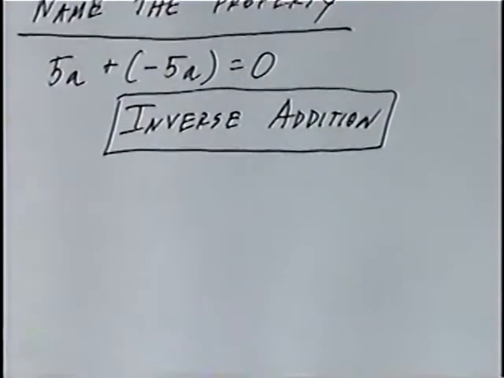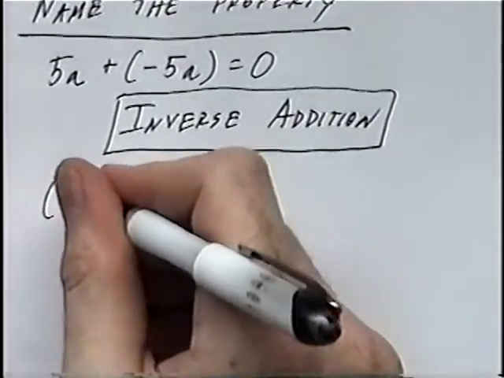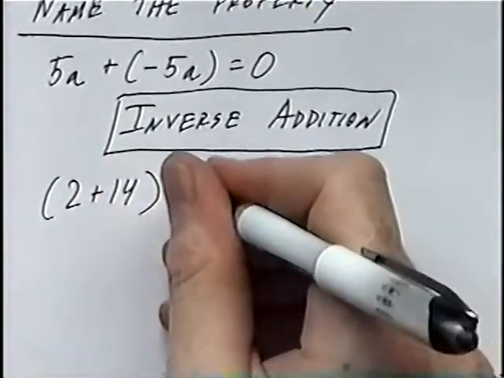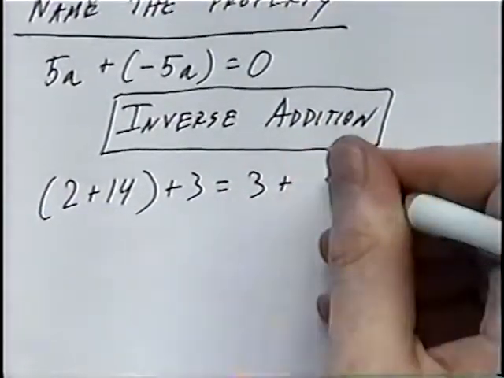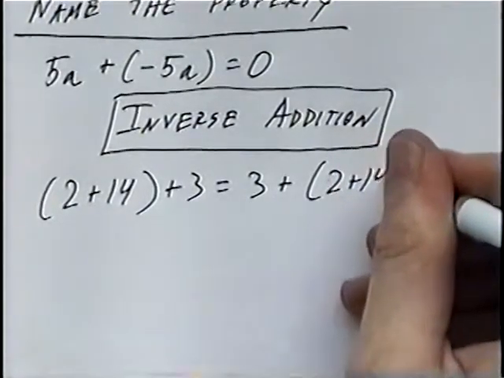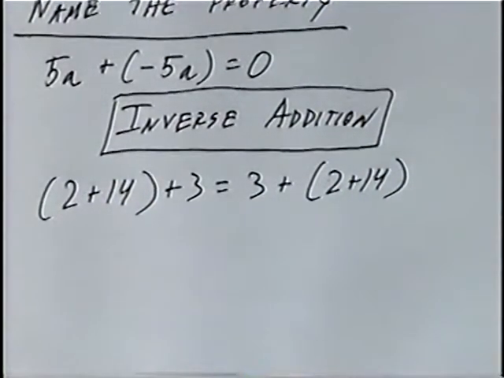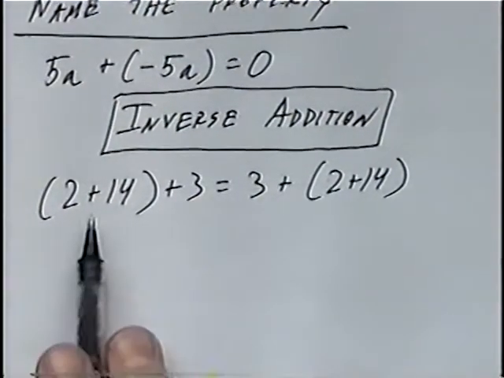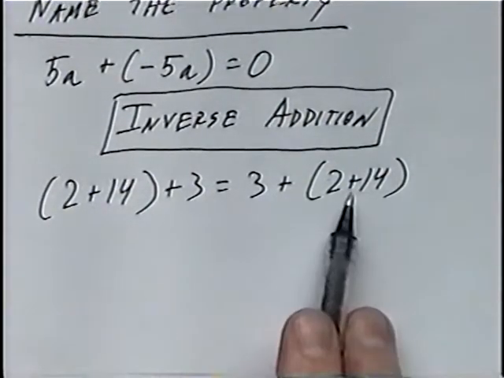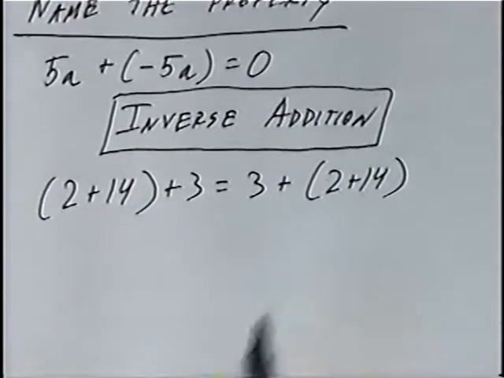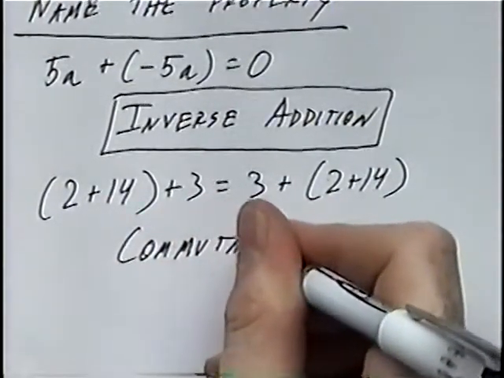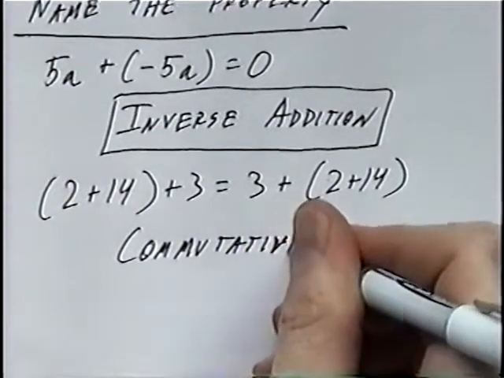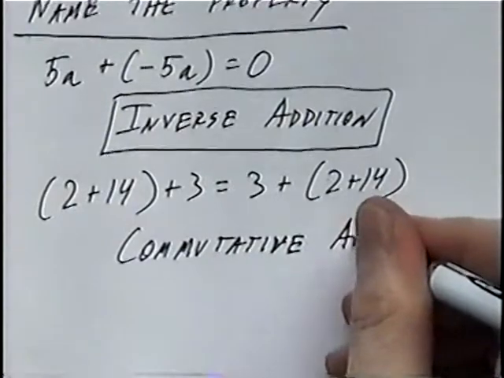Second question and last question for the section. In parentheses, 2 plus 14, plus 3 equals 3 plus, in parentheses, 2 plus 14. In this case, it looks like associative, but if you look closer at the problem, 2 plus 14 stays the same in each of the parentheses. It just changes from the first term to the second term. So this is actually commutative. And again, since we are adding, this is commutative addition.